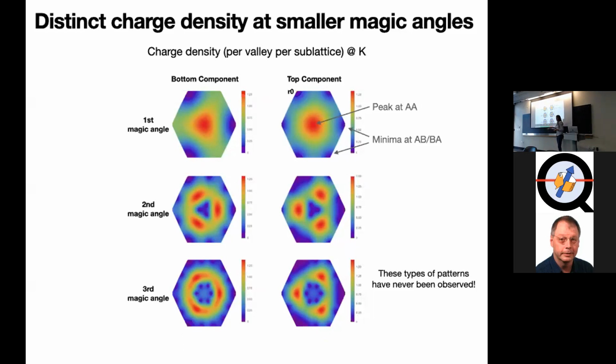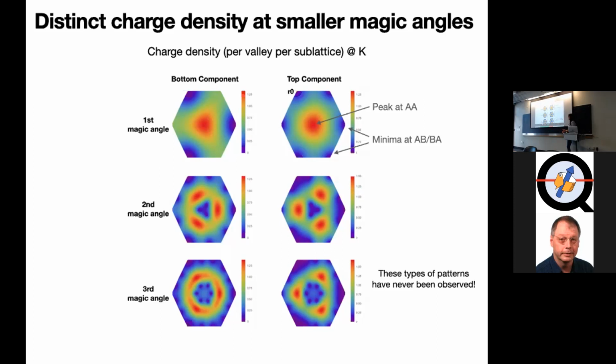So we have a prediction here, which is that if you could access these second and third magic angles, and looked at them with STM, you would see a different pattern in charge density, with multiple peaks within the Moire unit cell, which has never been observed before. So far, all the cases that we've seen have one peak in the Moire unit cell. So that's kind of interesting.